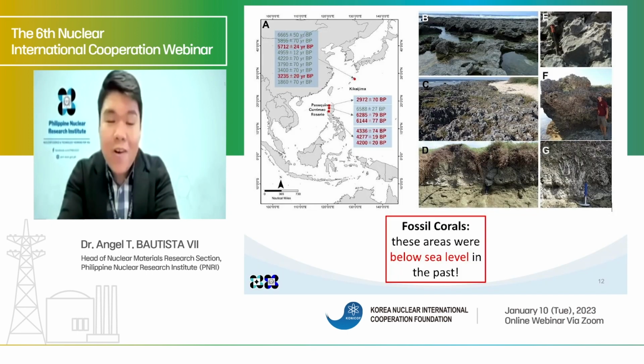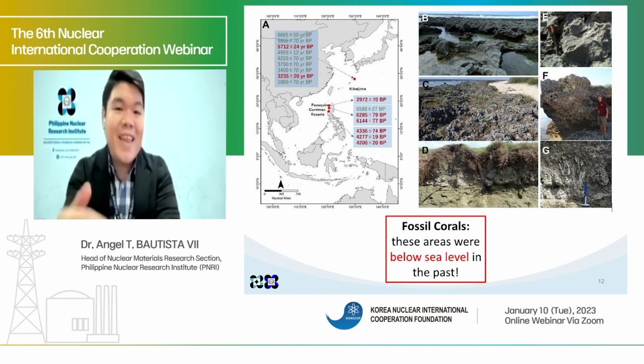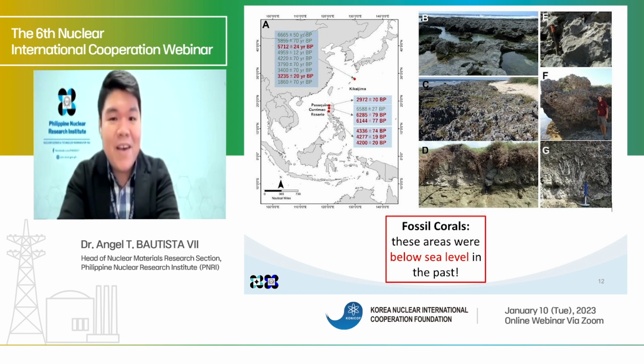On the other hand, fossil corals are a bit easier to sample because they're already uplifted. They're already above the sea surface, and so you don't have to dive for them, but you have to spot them and you have to find them. So we could imagine that thousands of years ago, these places were submerged in seawater.